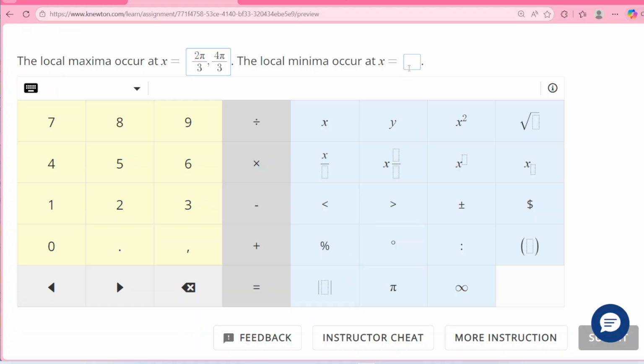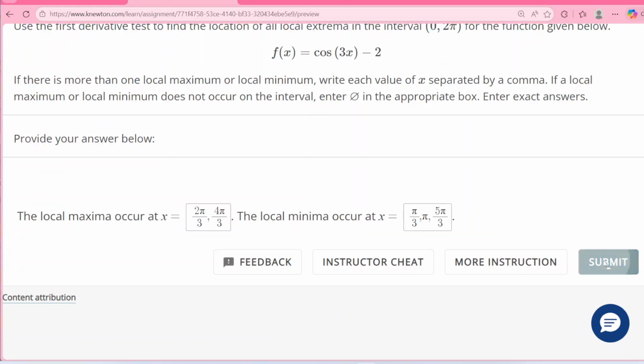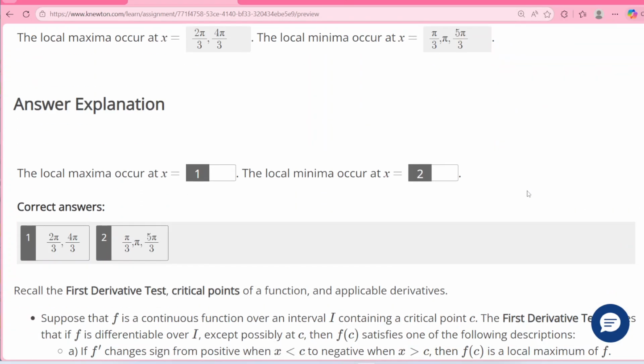And there are 3 locations between 0 and 2 pi where the function will have a local minimum. And that was at pi over 3, pi, and 5 pi over 3. Yeah, don't want to type pi, the pi symbol there. Pi over 3, comma, pi, comma, 5 pi over 3. And that should be good. Again, you can look at the graph in Desmos or something if you want.